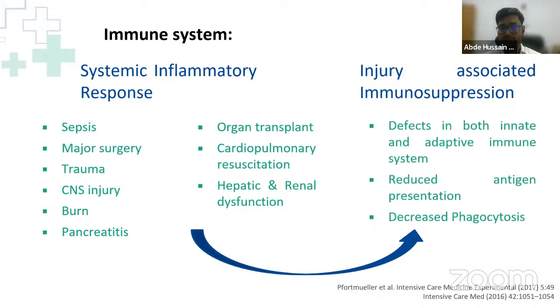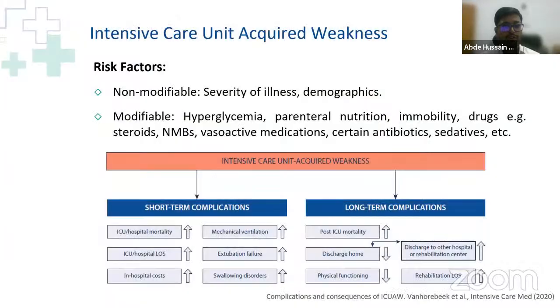What does this lead to? Defects in the immune system, the adaptive immune system, decreased phagocytosis. Defects in both innate and adaptive immune systems, reduced antigen presentation, and decreased phagocytosis. So, intensive care unit acquired weakness.